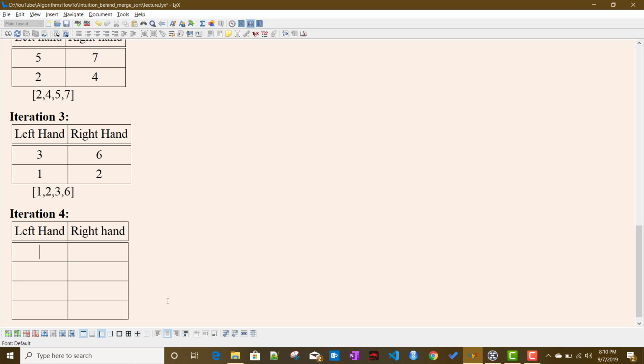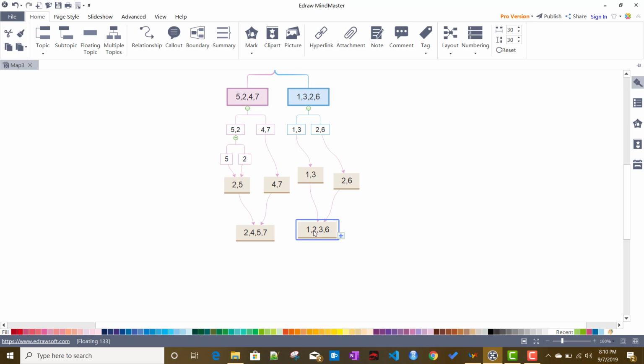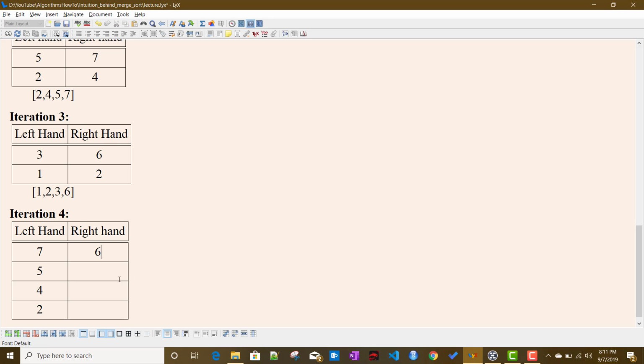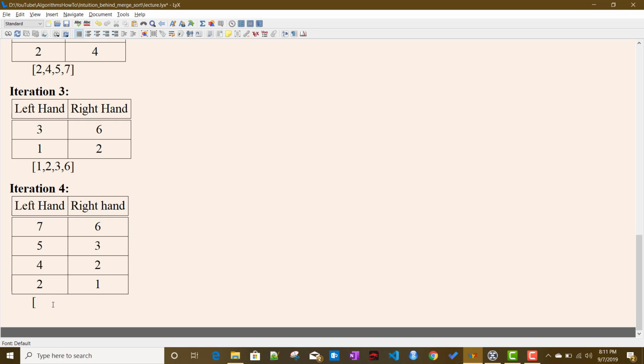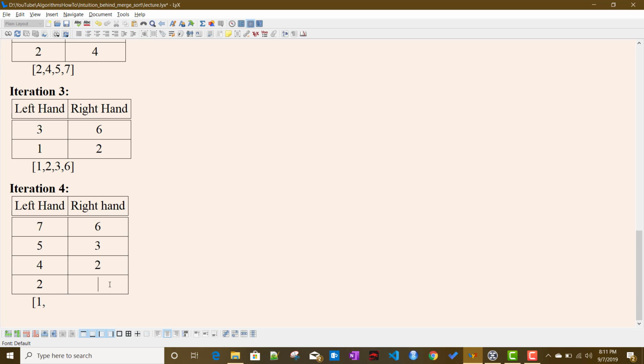So 7 5 4 2 here. In our right hand we have 6 3 2 1, correct? 6 3 2 1 here, right? So now let us apply the similar technique. So we choose 2 from our left hand and 1 from our right hand, right? Which one is smaller? 1 is smaller. I'll write 1 over here. Okay, I'll just delete it to make it more useful.